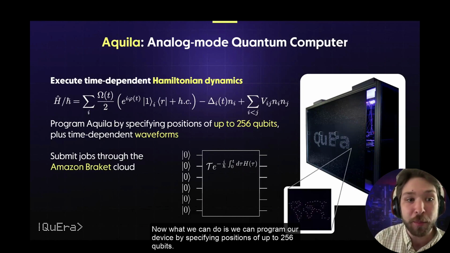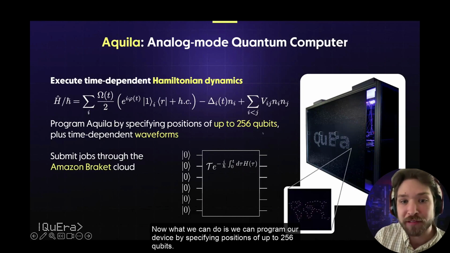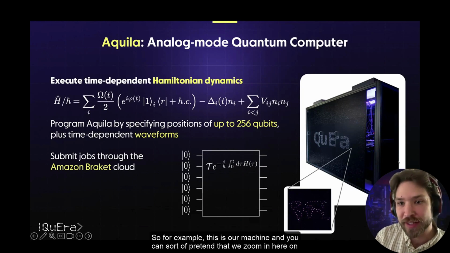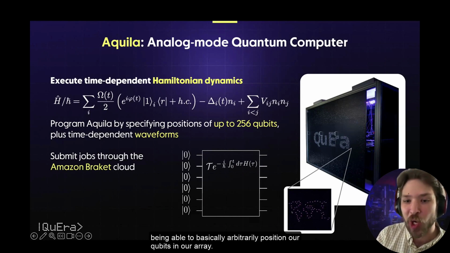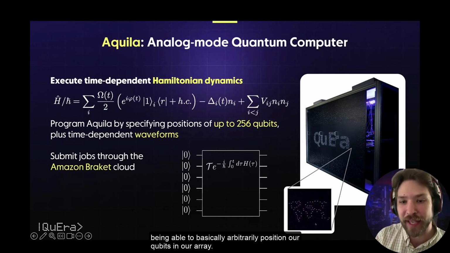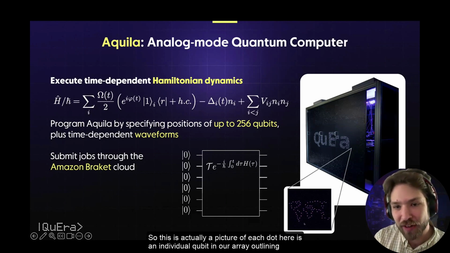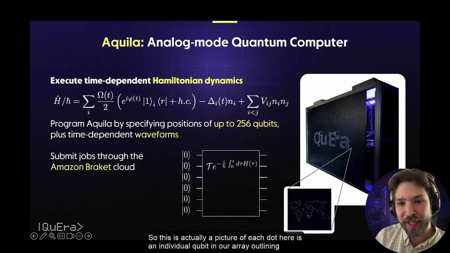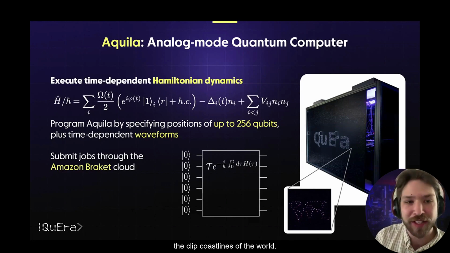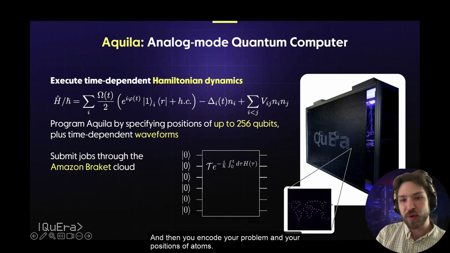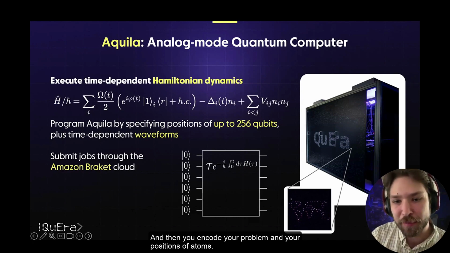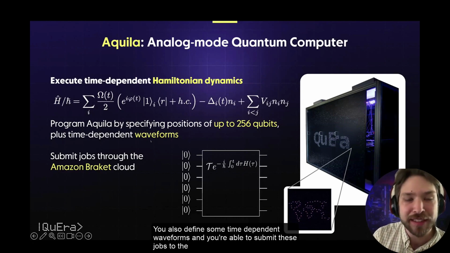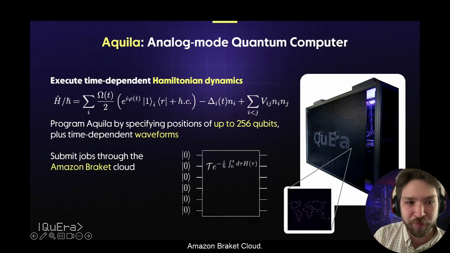Now, we can program our device by specifying positions of up to 256 qubits. For example, this is our machine, and you can pretend that we zoom in here, being able to basically arbitrarily position our qubits in our array. This is actually a picture where each dot is an individual qubit in our array, outlining the coastlines of the world. You encode your problem in the positions of atoms, define some time-dependent waveforms, and submit these jobs to the Amazon Braket cloud.